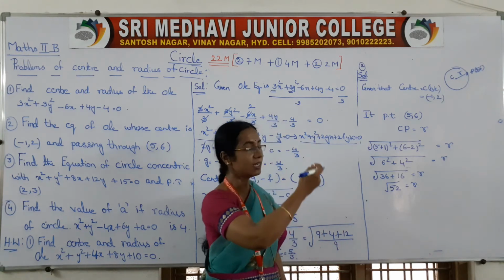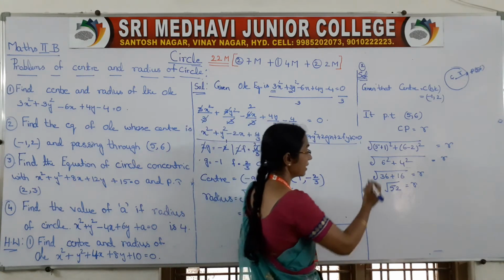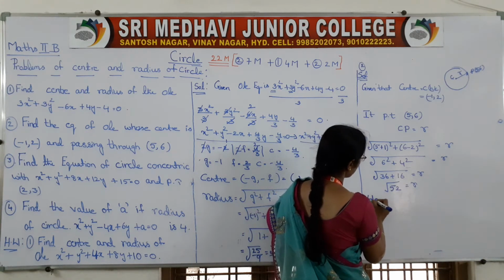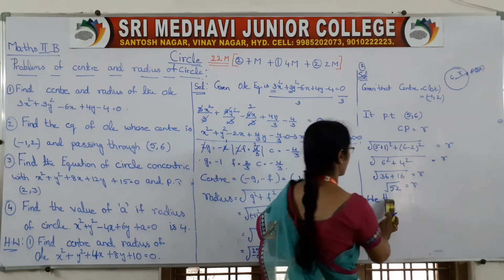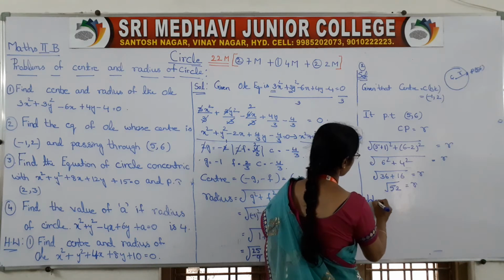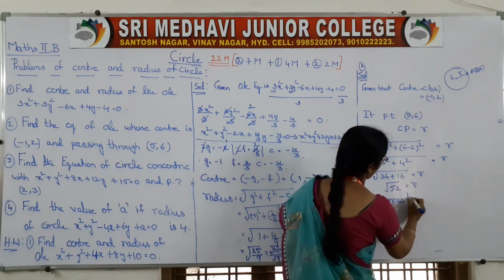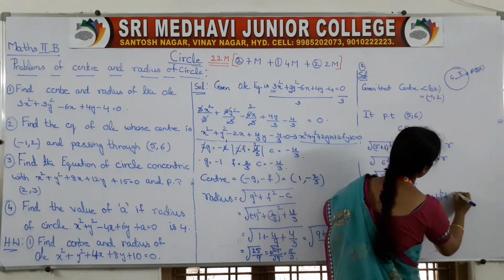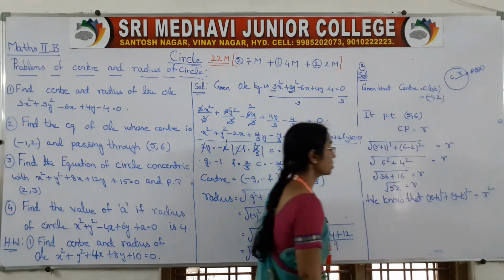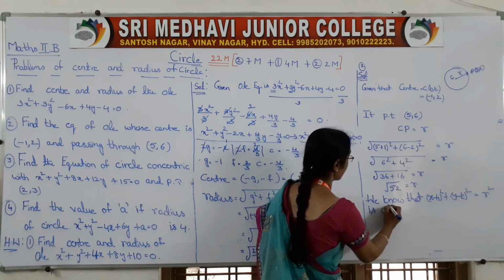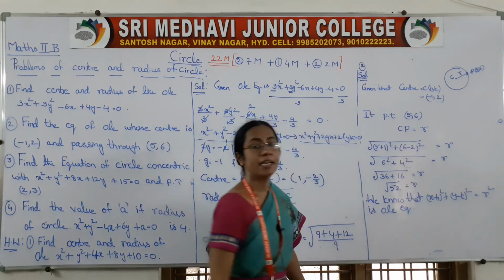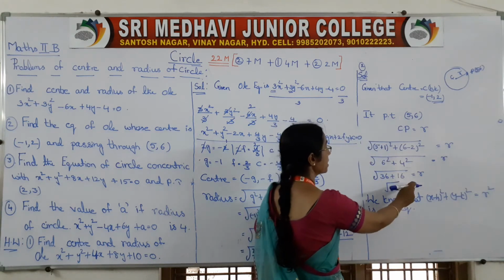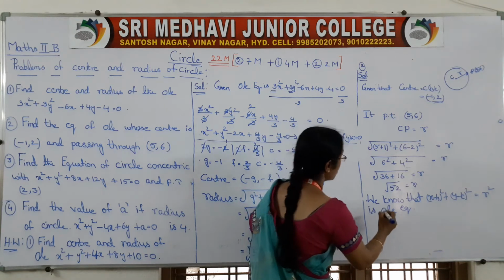We got the center, we got the radius. Now we can write the circle equation. So how can we write the circle equation? We know that (x minus h) whole square plus (y minus k) whole square is equal to r square is the circle equation when center and radius are given to us. We know this is your (h, k) and we know this is your r. So just substitute.